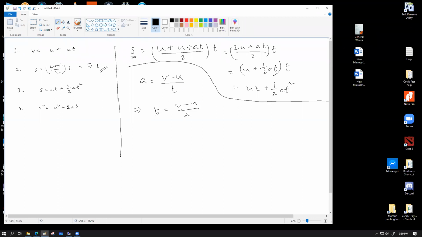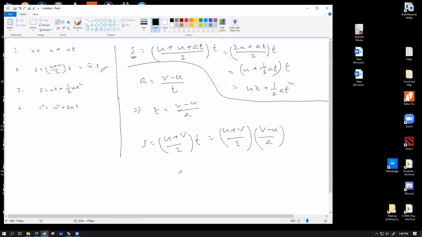Now, if you wonder why I'm bothering with this one, it's because I'm going to be using this information in our first expression right over here. So have a look at what I'm doing on the first. No, sorry. I'm going to use this on the second equation. My bad. So if I go for the second equation, the original second equation looks like this: x equals (u plus v) divided by 2 multiplied by t. If I replace that t over here, this is going to look like (u plus v) divided by 2 multiplied by (v minus u) divided by a.